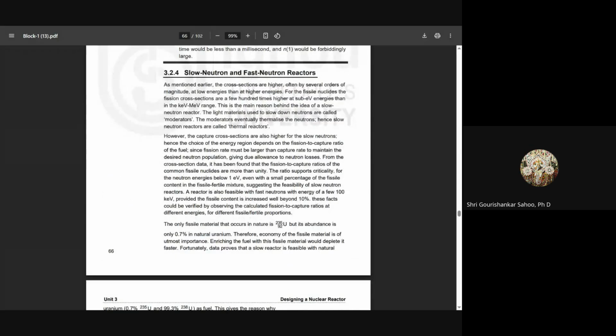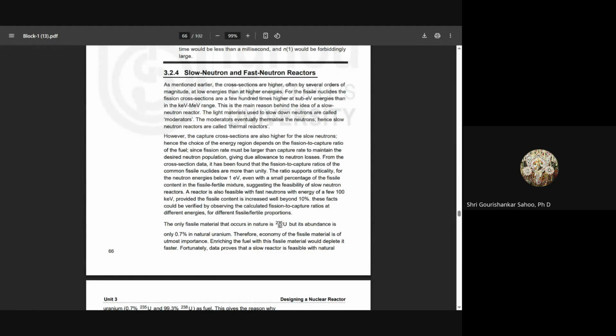And there are two types of neutrons, slow neutron and fast neutron. The cross sections are higher, often by several orders of magnitude, at low energies than at higher energies. For the fissile nuclide, the fission cross sections are a few hundred times higher at the sub-eV energies than in the keV to MeV range.